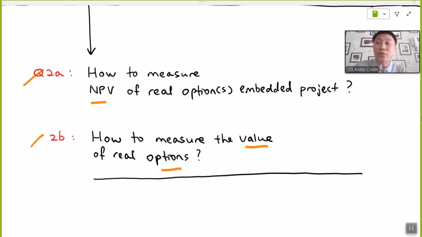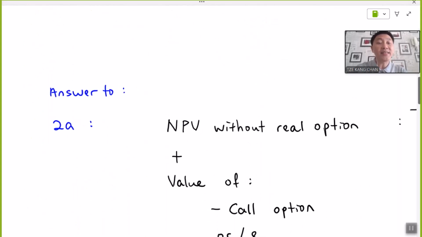So that leads us to the second question, 2A, as a start. How are we to derive the net present value of such a project that comes with real options embedded in it? Then it will take us to the next stage of the questions in 2B. So how are we to derive the value of such options or rights? First and foremost, to answer 2A.